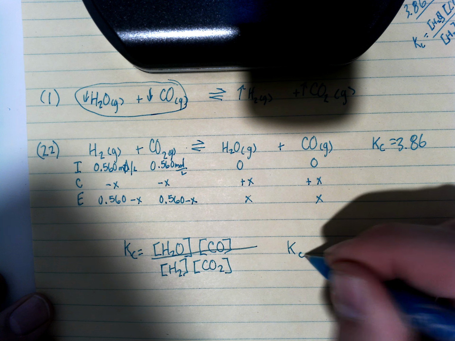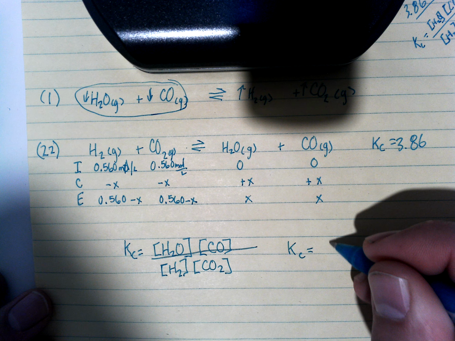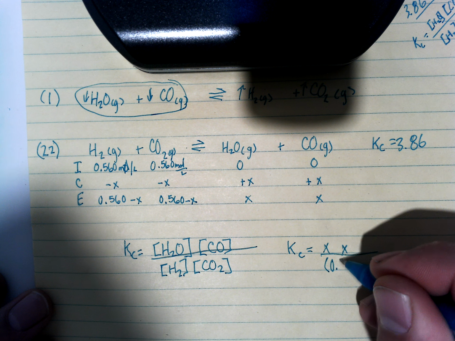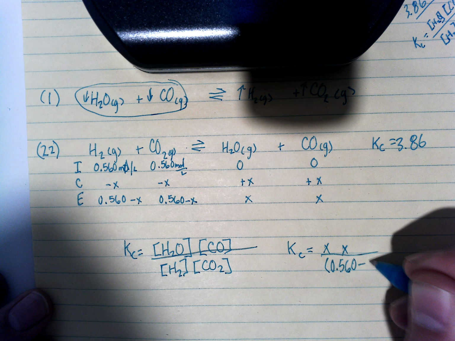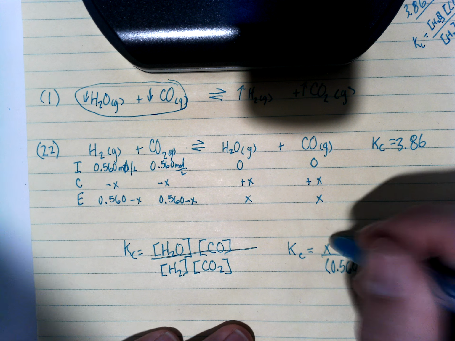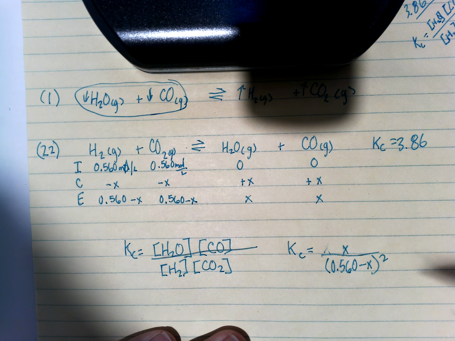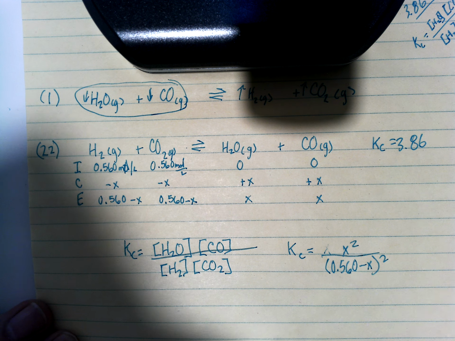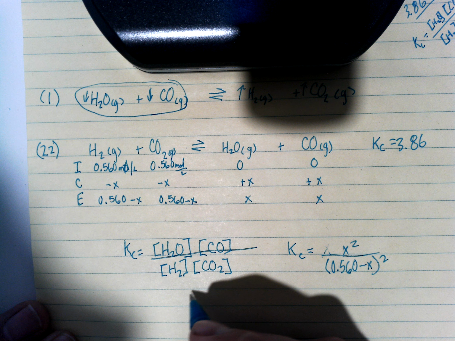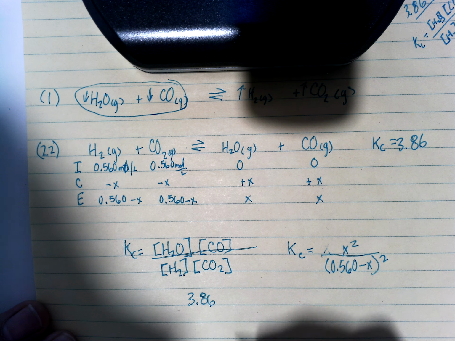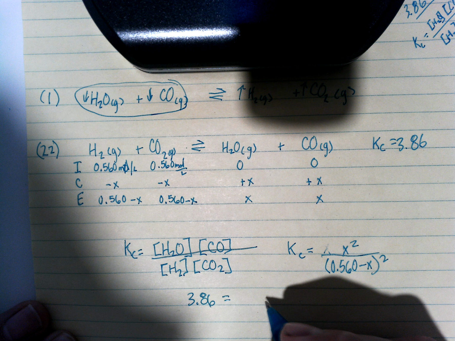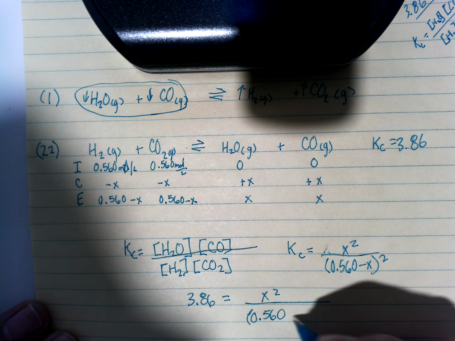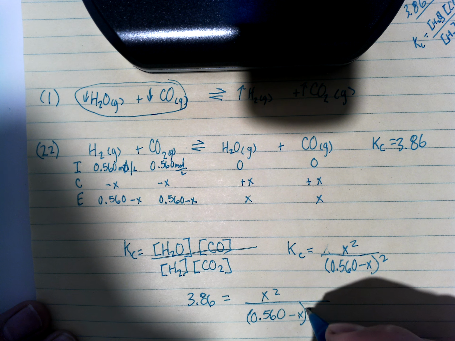Put our x's and so on in. On top, we're going to have x times x, and on the bottom, we're going to get 0.560 minus x. Actually, I'm just going to put that squared. I'll erase one of these x's here, and this is squared because they're the same numbers. Now if we put our number in here, we got 3.86 equals x squared over 0.560 minus x, all squared.